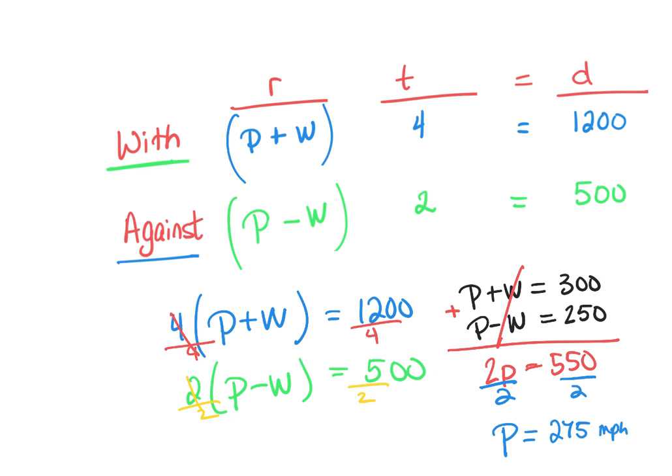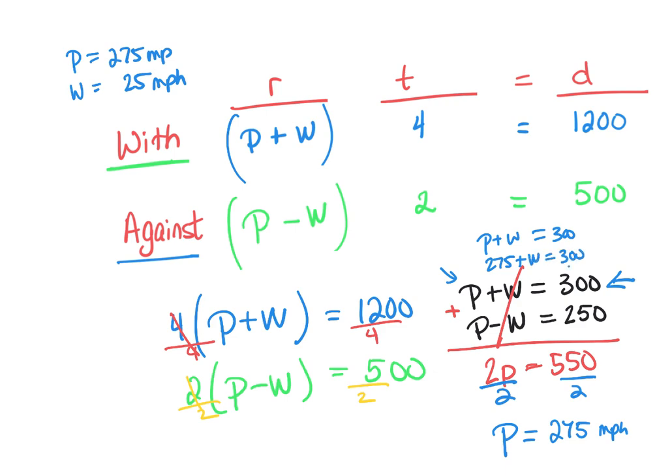All right. So if my plane was going 275 miles per hour, and when I add them up, they equal 300, how fast was my wind? 25 miles per hour, right? Because I can go back to either of these equations. Right here is fine. P plus W equals 300. I know what P is. 275 plus W equals 300. So when I subtract, I get that the wind is 25. Okay? That the wind is 25.